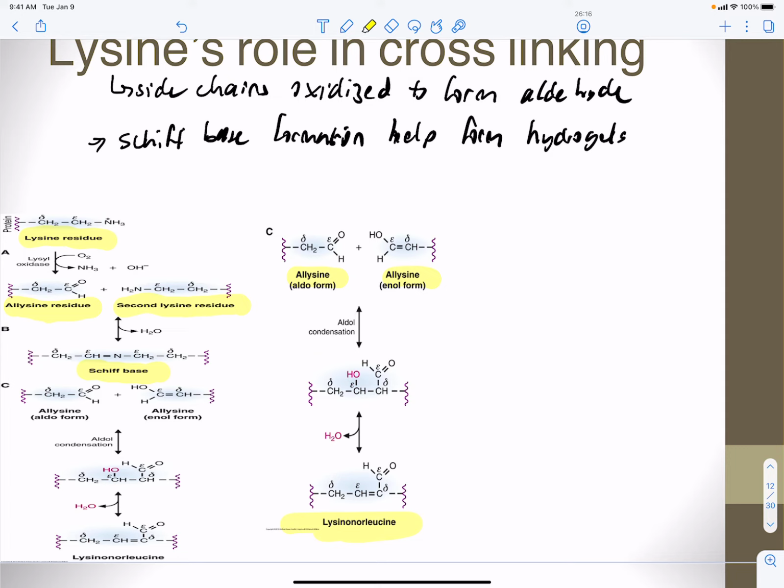They're going to be covalent crosslinks between different collagen molecules that condense into these Schiff bases, for example. So lysine residues are oxidized to that allysine, and that reacts with the amino group of a lysine residue on another molecule that forms that Schiff base. Or you can have two allysines on different molecules that can undergo aldol condensation. And so you start to form a network.